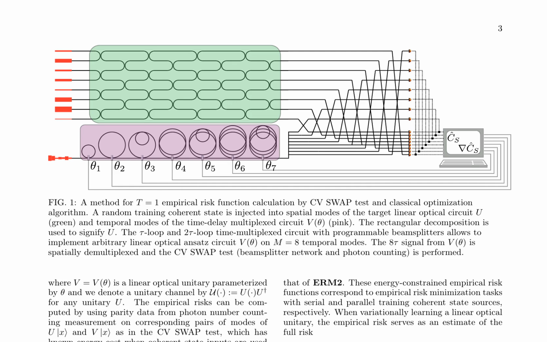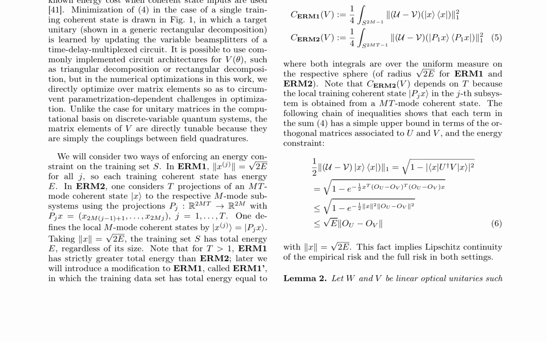regardless of its size. The empirical risk functions, C_ERM1(V) and C_ERM2(V), are defined to measure the difference between the target linear optical unitary U and the learned unitary V. A chain of inequalities is derived, providing an upper bound for each term in the sum of the empirical risk functions. This demonstrates Lipschitz continuity of the empirical risk and full risk in both settings. The proposed method utilizes a triangular or rectangular decomposition for the linear optical unitary V, which can be directly optimized over its matrix elements.